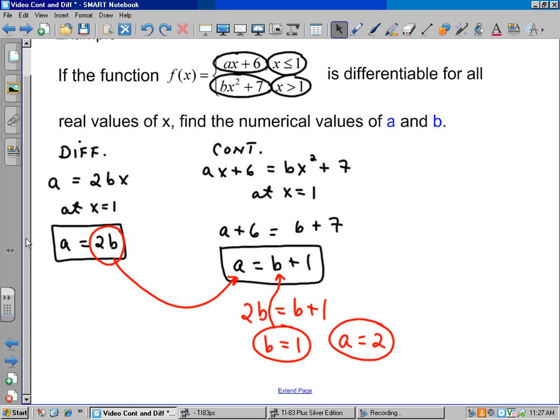All right, so pretty easy once you understand that when a function's differentiable, it's also got to be continuous.